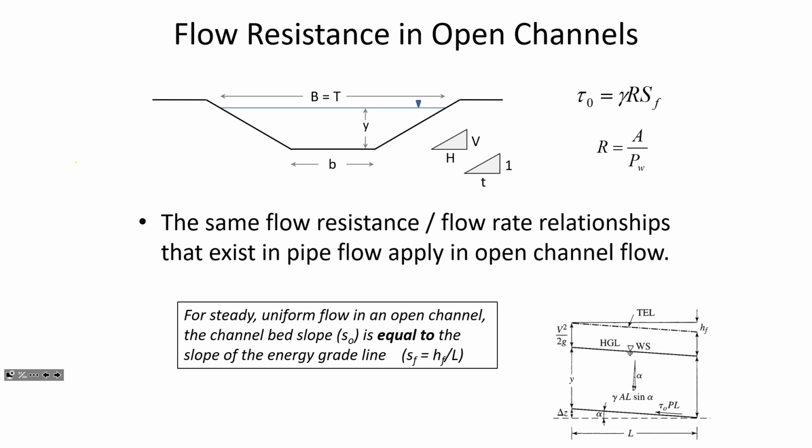So the slope of the energy grade line would just be the energy loss divided by the length of the segment.